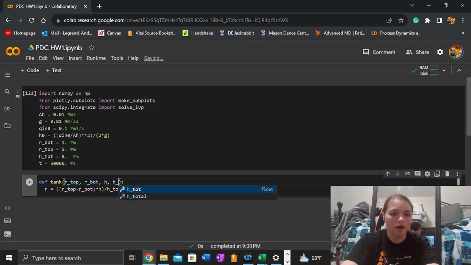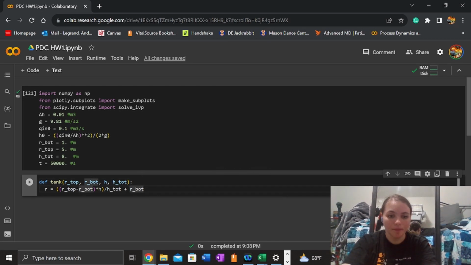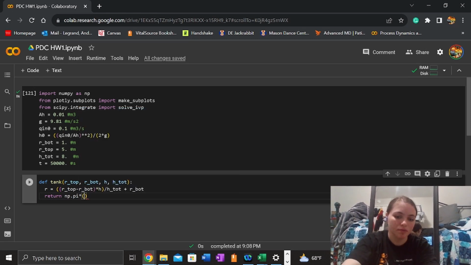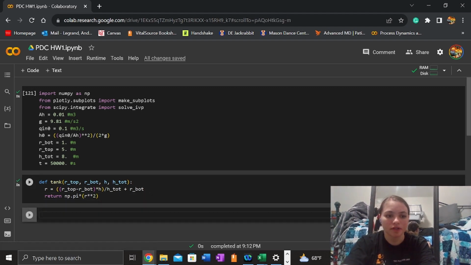All right, and so from that we have our top, we have our bottom, we have h, and we have our total. All right, so we have that, and then we want it to return the area at that height. So we go return, it is np.pi, so that's how we get our pi function, multiplied by r squared, classic area. All right, shift enter, all good, cool. All right, so now we're going to put in, I'm going to call this LVL, so I look at this as our fluid level. So we are basing for our fluid level.